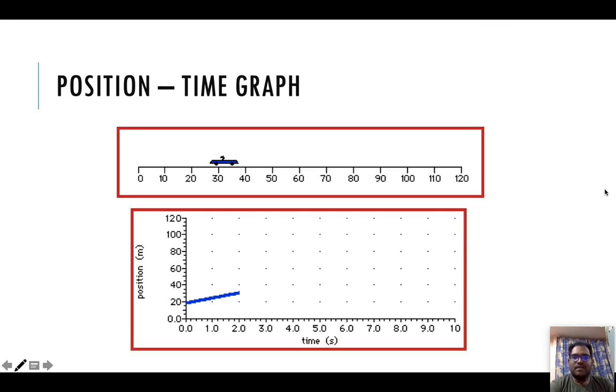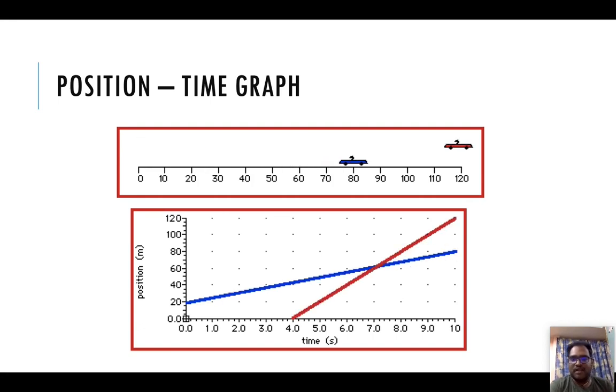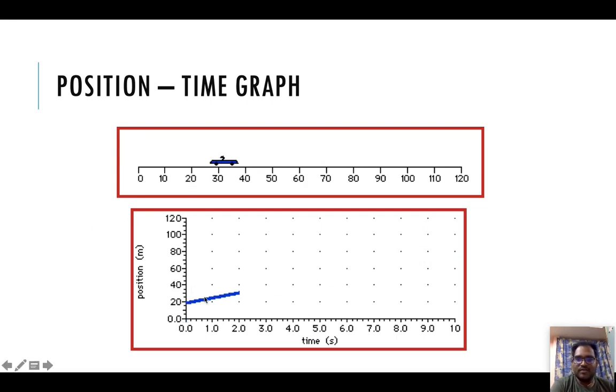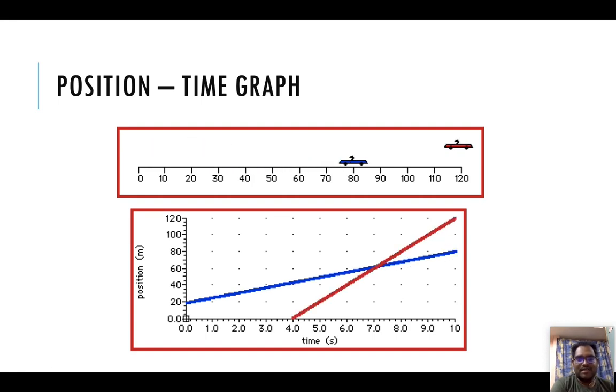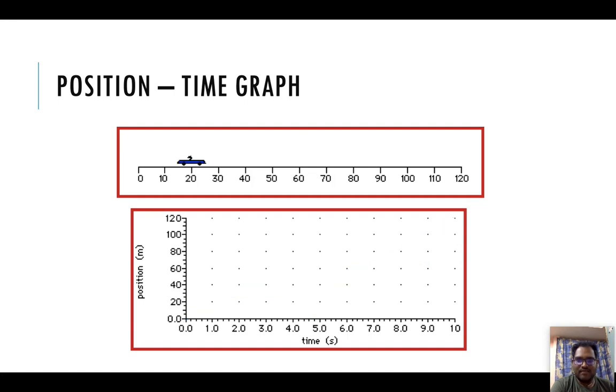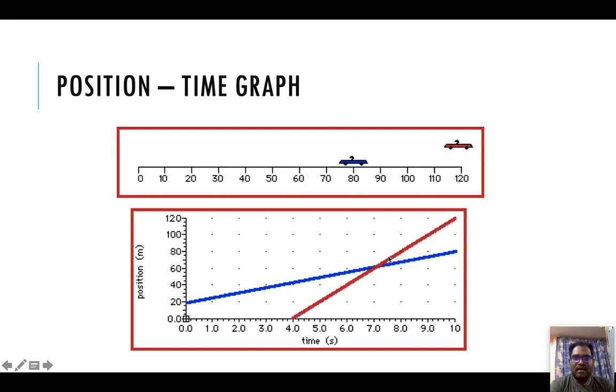So this particular graph shows how the velocity of the object is changing. Just look only at the blue car that is traveling. It starts from this particular position, 20 meters, at time 0, and when it is moving, you will find it is moving with a constant velocity. Its velocity is neither increasing nor decreasing. Whereas the red car starts from the 0th position, so that is the reason you have this 0th position start over here, but obviously it is moving with a higher velocity, right?